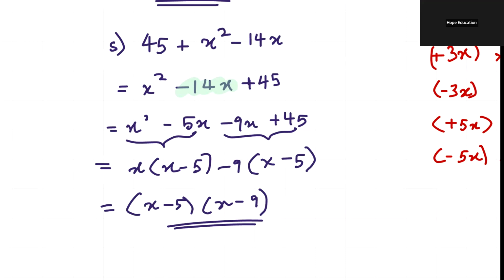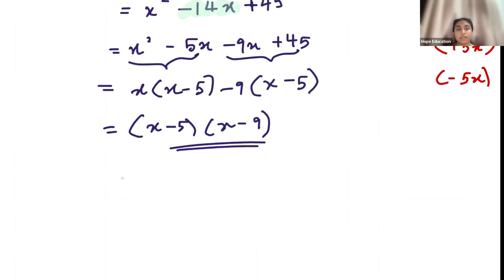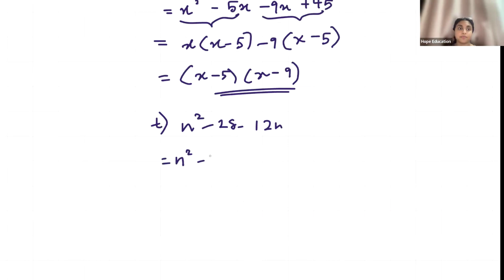All right. Lastly, we have t. N squared minus 28 minus 12n. I'm going to rearrange this. N squared minus 12n I'm going to bring to the front, and minus 28 I'm going to push to the back. All right.